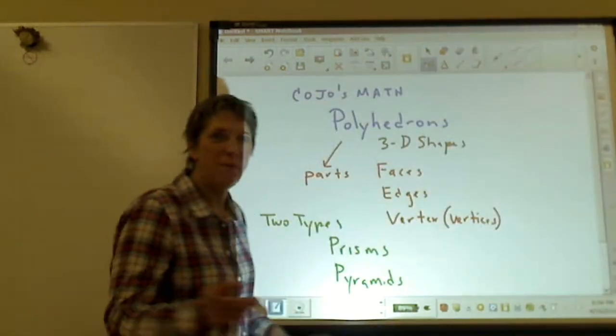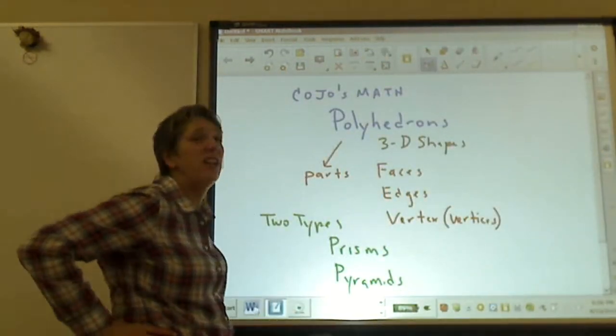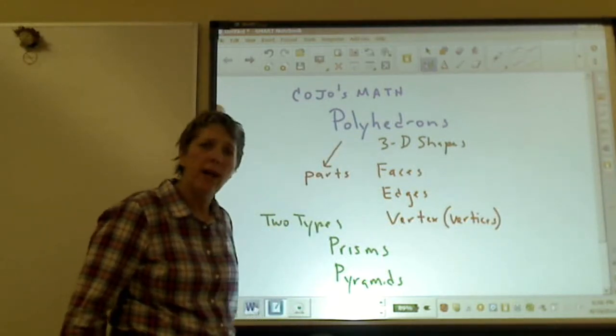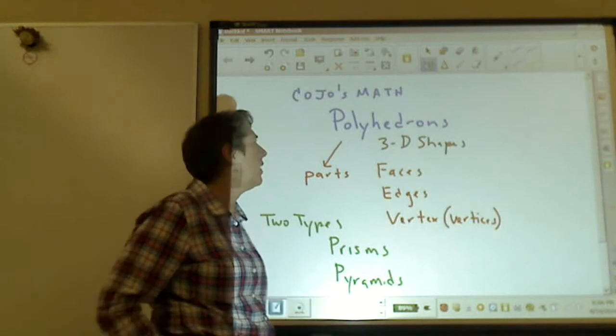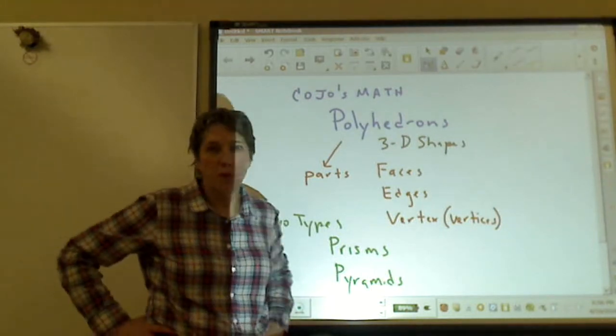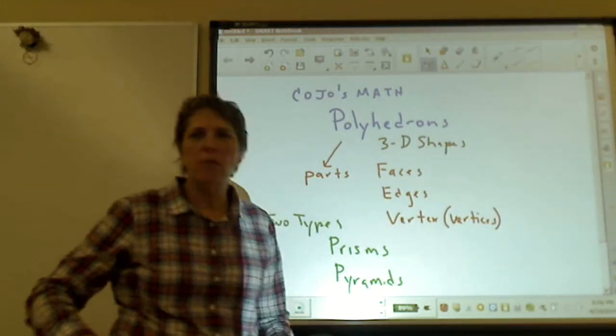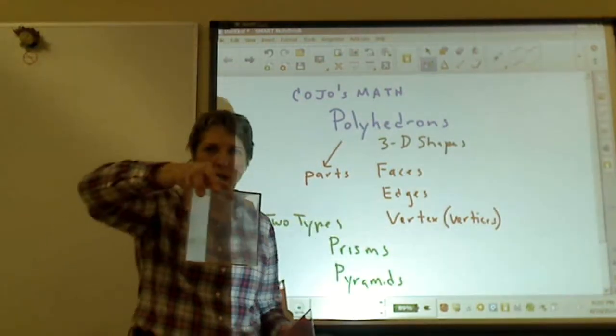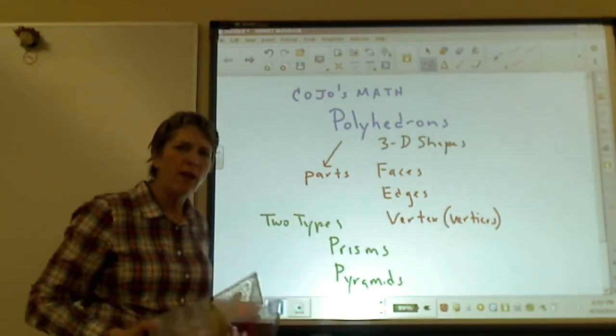Okay, ready? So today we're going to talk about polyhedrons. Polyhedrons. And you need to know how to spell that. Well, polyhedrons are 3D shapes. They're going to be shapes that look like things like this. Okay, 3D shapes. And then they have two names.